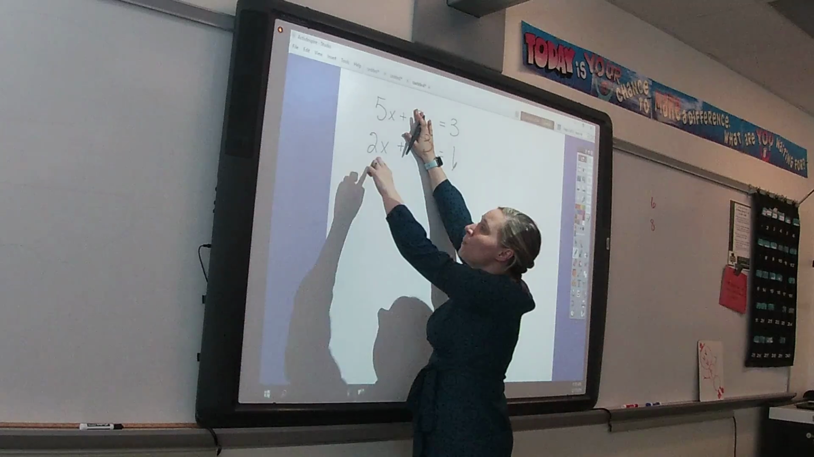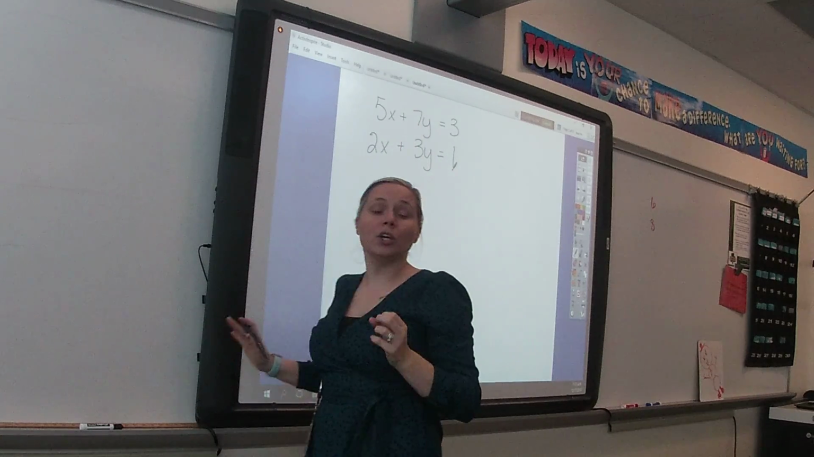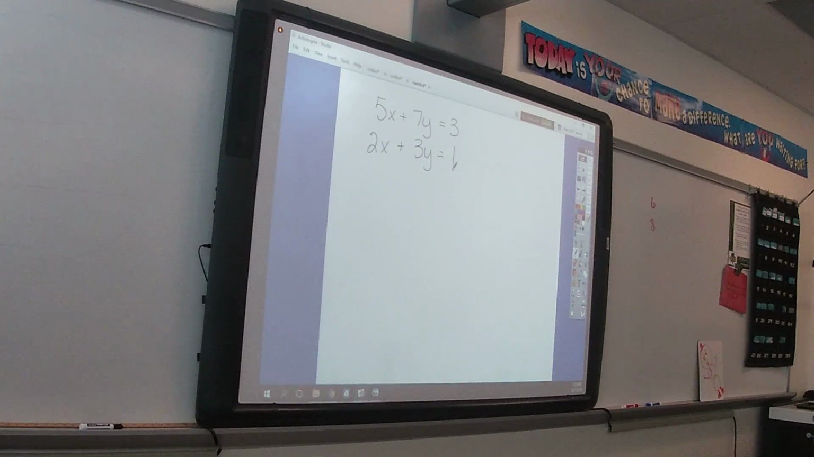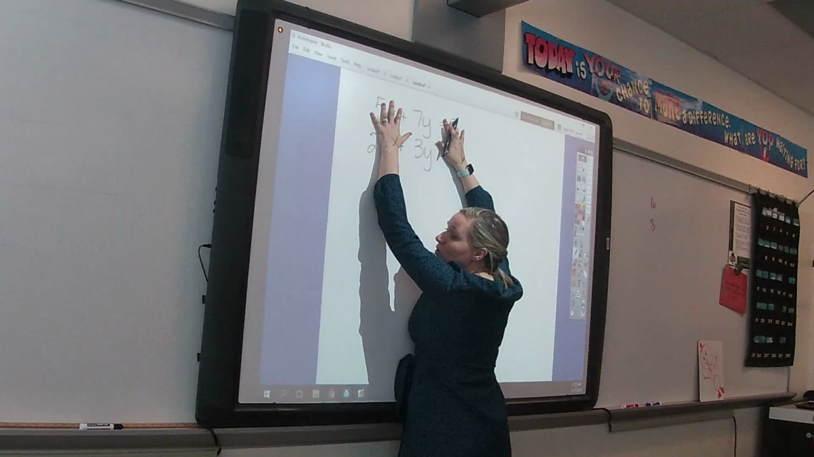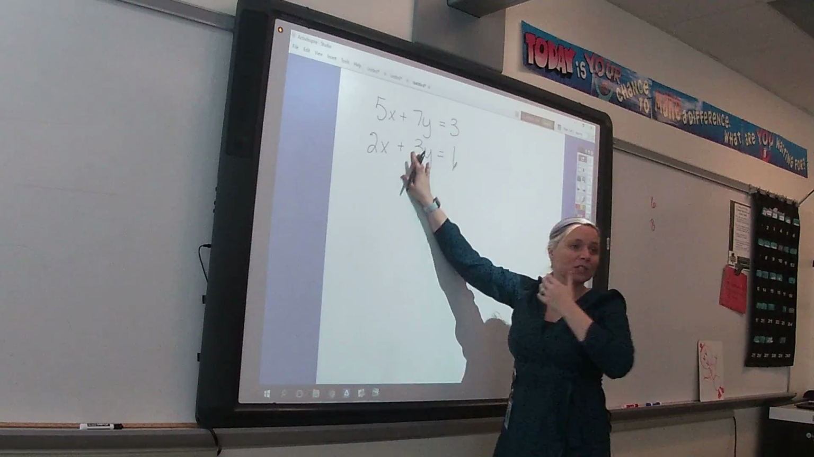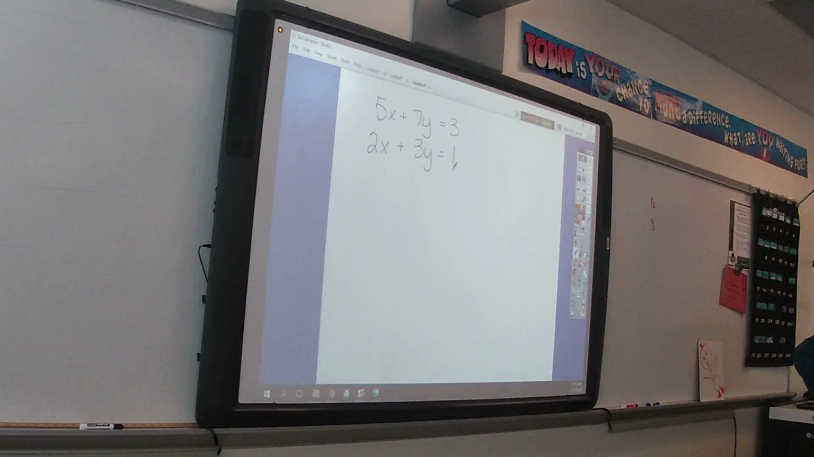which one's smaller, the 2 or the 5? 2. Anything we can multiply 2 by to turn it into a 5? No, I mean a decimal, but we don't want to go there. So then let's go to the y's. Which one's smaller? 3. Anything we can multiply 3 by to turn it into a 7? No. Uh-oh.